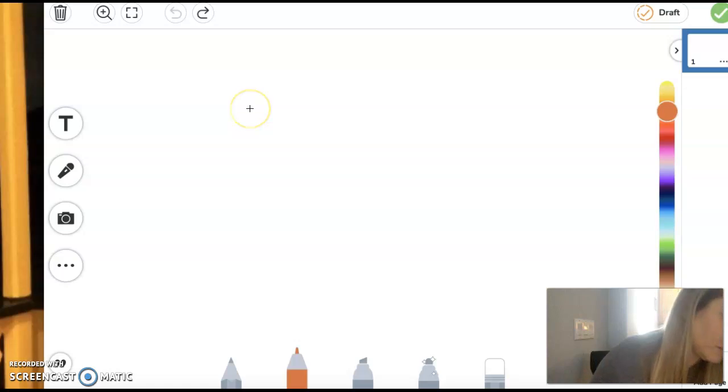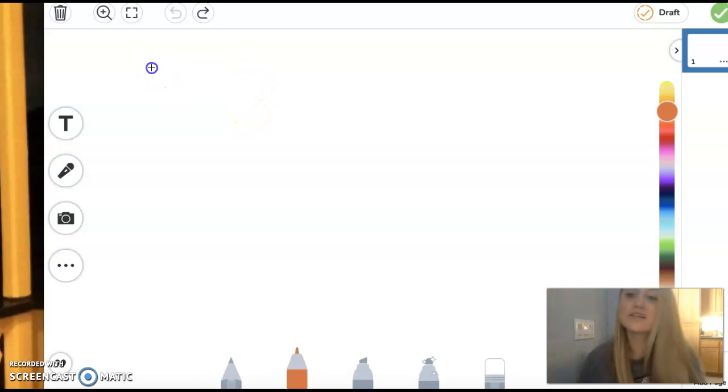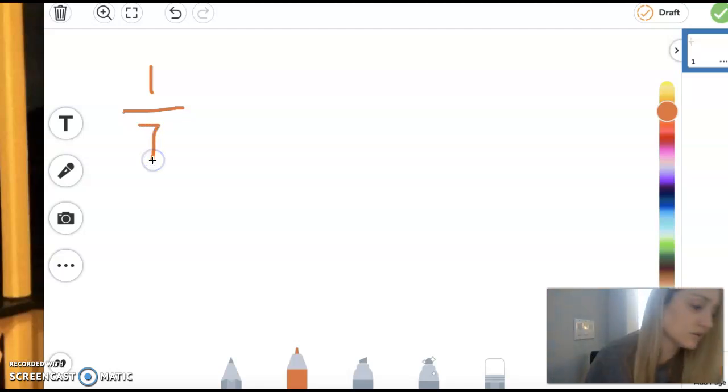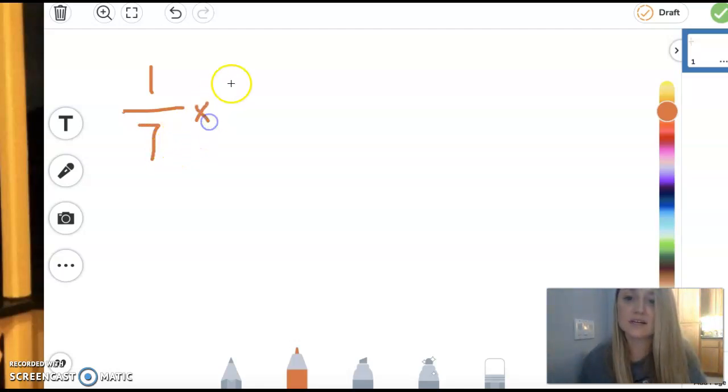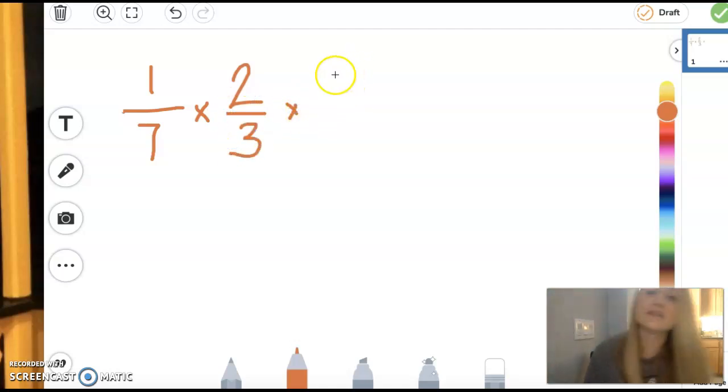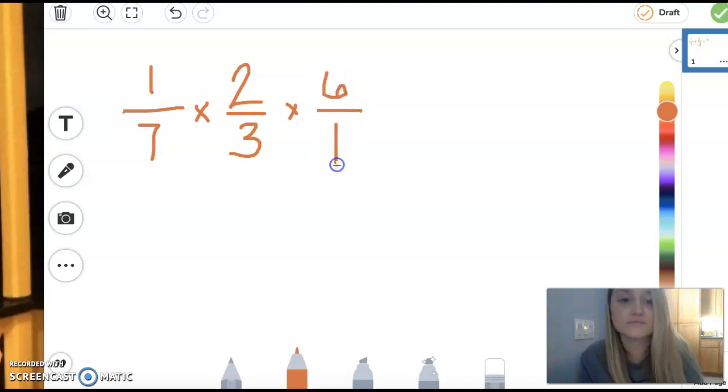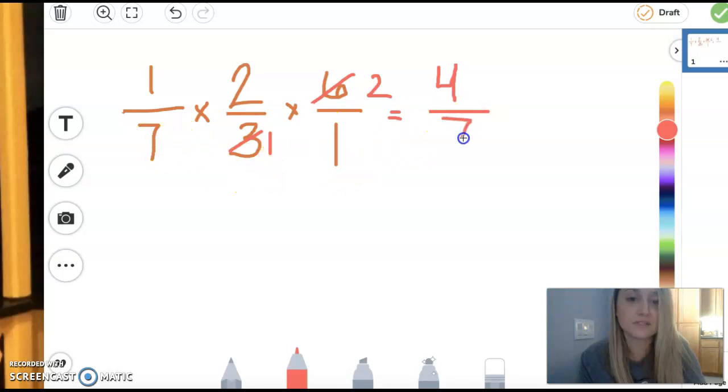And I'll do one more, and then I'll let you go to start. Do number 13. 1/7 times 2/3 times 6. We're going to put that over 1. Okay, so when we look, and we're looking at our numbers next to each other, we see 3 and 6. 3 divided by 3 is 1. 6 divided by 3 is 2. Then we multiply across. 1 times 2 would be 2. And 7 times 1 times 1 would be 7. So your answer there would be 2/7.